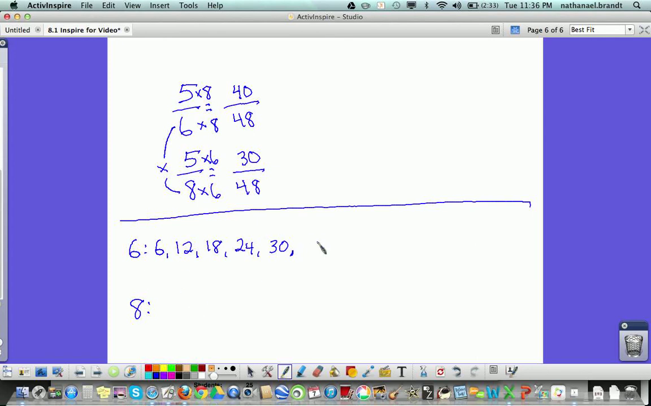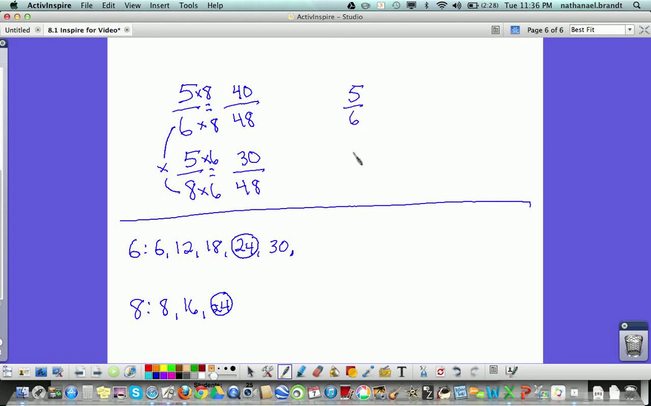I might need to come back to it later, but we're going to go down to 8. And we've got 8, 16, 24. Now, if I look up here, here's a 24, and here's a 24. So the smallest number that's the same between both is 24. It's called the least common multiple. So instead of using 48 as a denominator, we could use 24 as a common denominator.